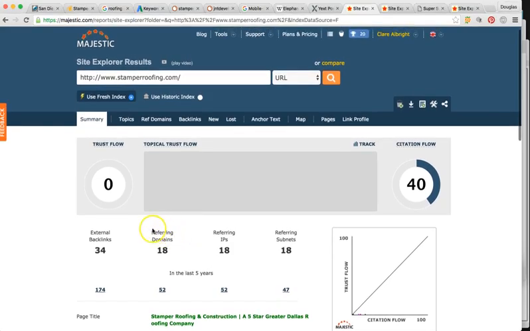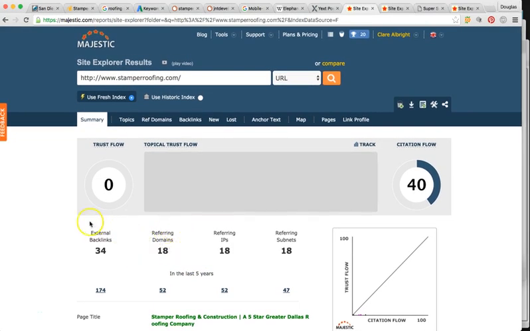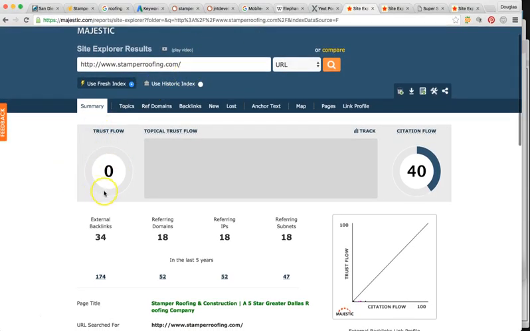Google wants to know how many people are talking about you online, how many backlinks you have, and what's the quality. This is the most important thing, the quality of these backlinks. The trust flow is the quality. Right now, as you can see, you have a zero. This is again stamperroofing.com. You're at a zero.